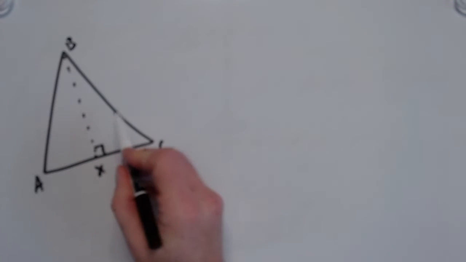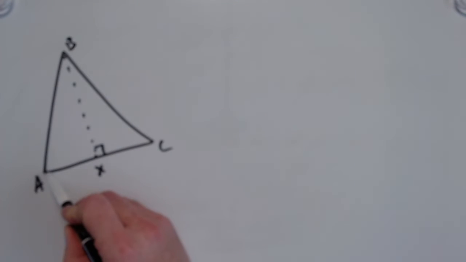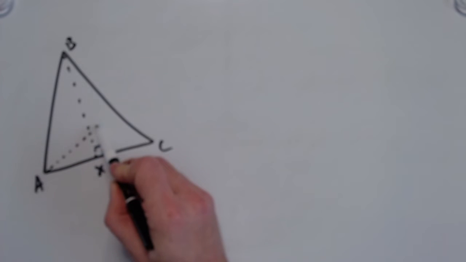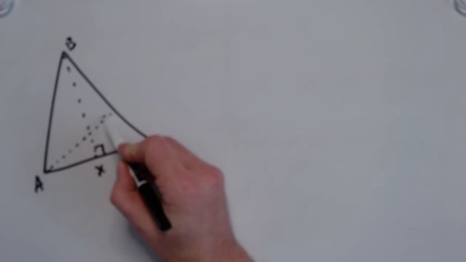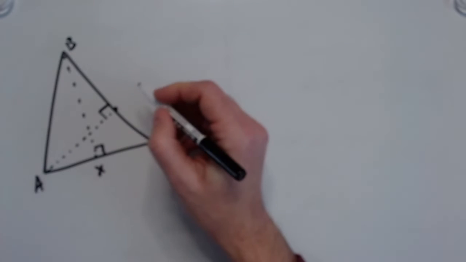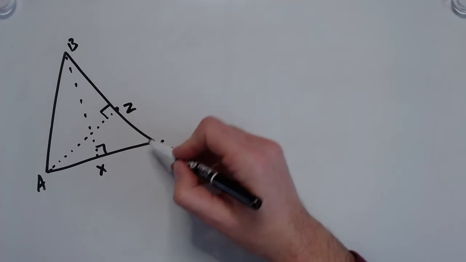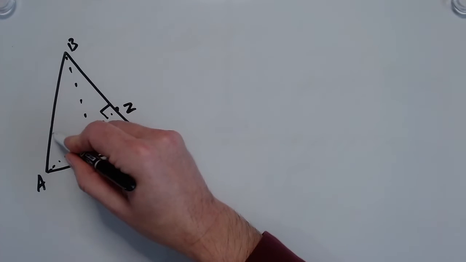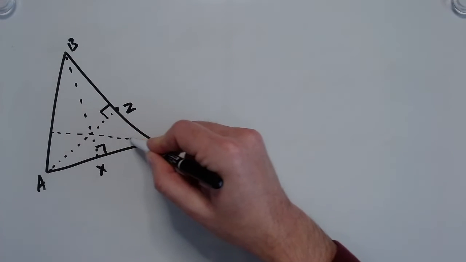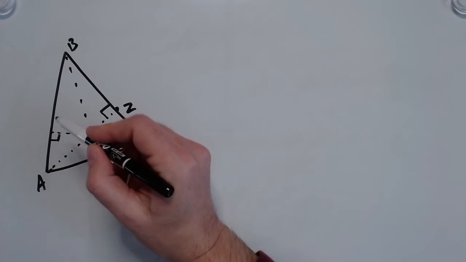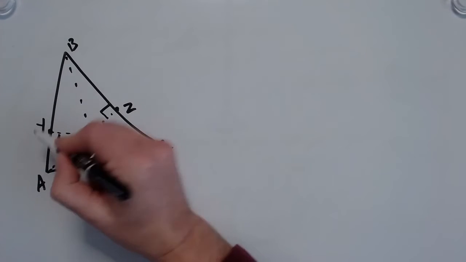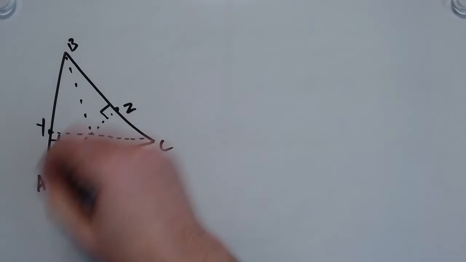From A, we have to get perpendicular. Again, I'm kind of eyeballing this. Something like that. And that's perpendicular. And we're going to call that Z because Y is going to be over here. And if I kind of eyeball it again, something like this. Again, 90 degrees. And here's Y. So there's the three altitudes of this triangle.